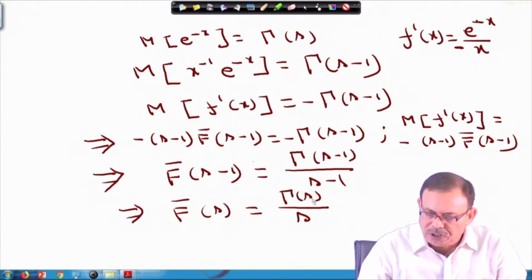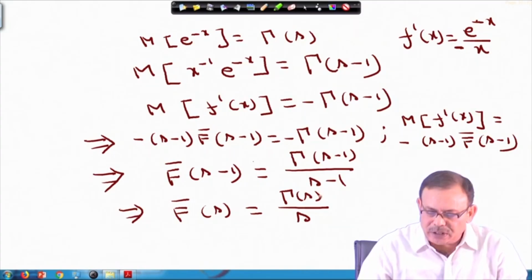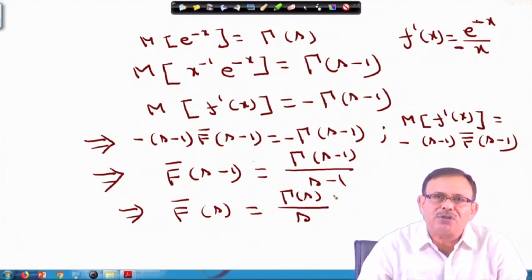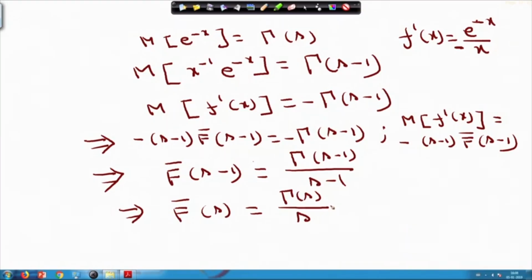So, please note this thing, that we started from something other place, that the Mellin transform of f x equals e to the power minus x we have considered, from there we started, and after that we are finding that Mellin transform of the function e to the power minus x equals gamma s by s.